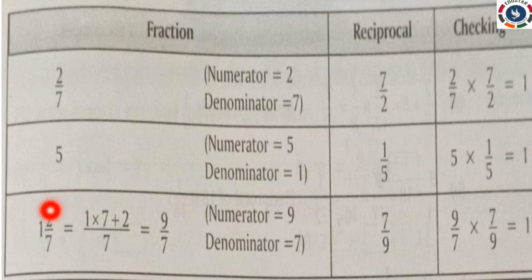The next one, a mixed fraction is given: 1, 2 by 7. It is equal to, you multiply 1 by 7 and add 2. So 1 into 7 plus 2 by 7 is equal to 9 by 7. So the numerator is 9 and the denominator is 7. So what is the reciprocal of 9 by 7? 7 by 9. If you multiply those two values, you will get the answer 1. 9 by 7 into 7 by 9 is equal to 1. So while dividing the same value, you will get the answer 1.